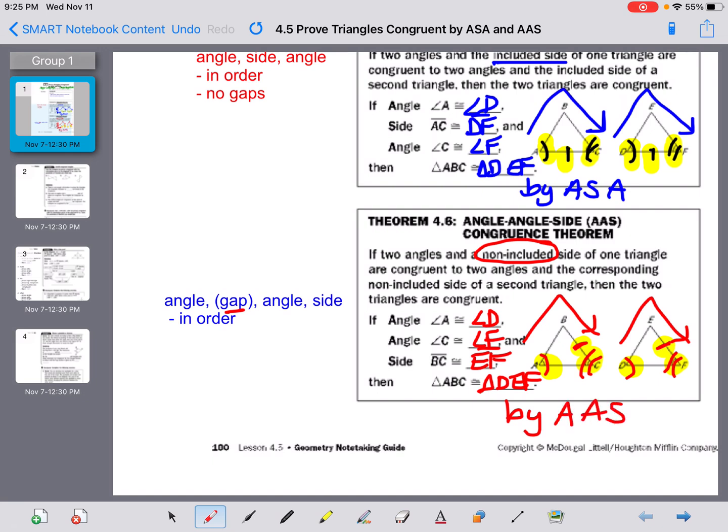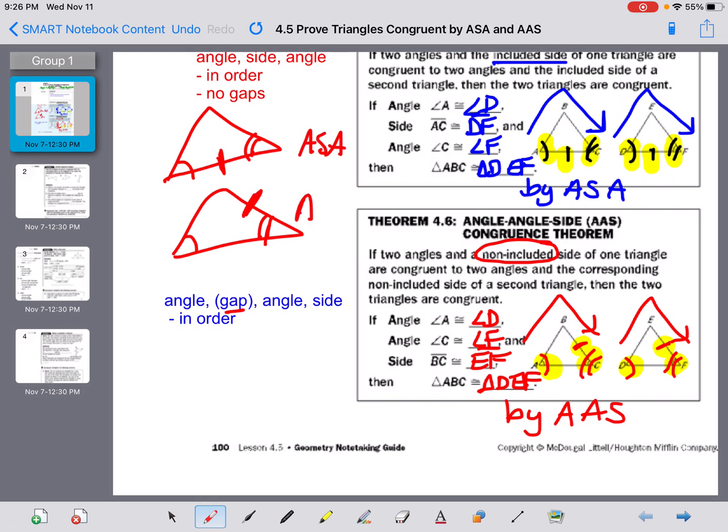The difference is, okay, and let me draw you kind of two in the margin. This one up here and this one here. This one was angle, side, angle. Right in between the two angles is a side. This one's angle, angle, side. So the side is not between the two, but outside of the two. That's the difference between an angle, side, angle, and an angle, angle, side.